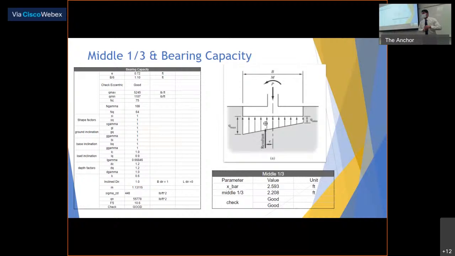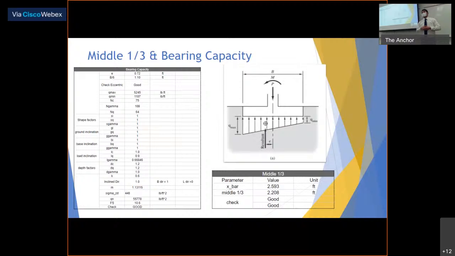As you can see on the image on the right-hand side, we wanted to make sure that we had our ideal bearing stress acting on the bottom, which is in the trapezoidal form, which is shown by figure 8. And also, for the middle one-third, we wanted to make sure that the resultant force, as you can see here, was acting in the middle one-third section of the footing itself.